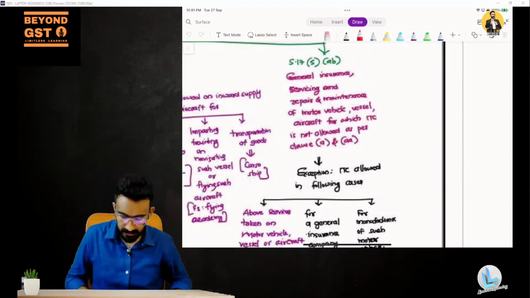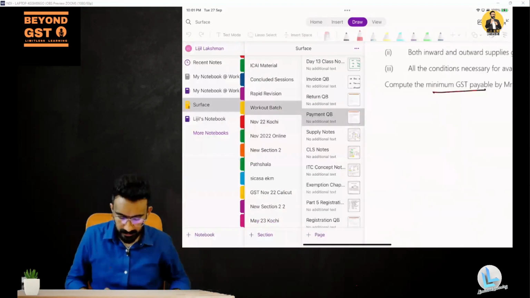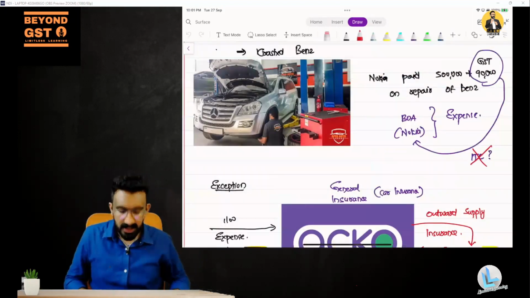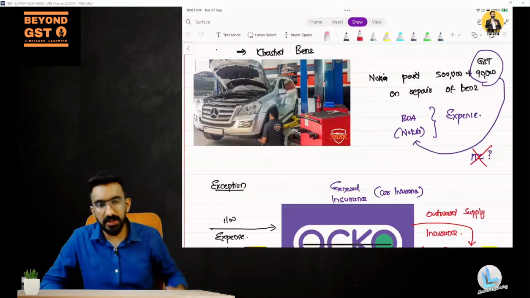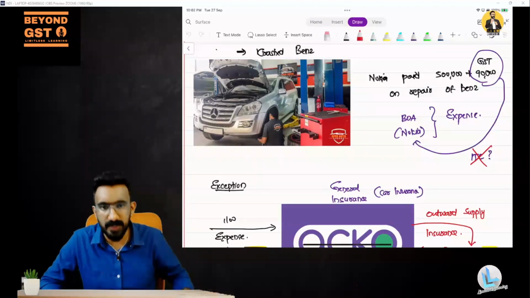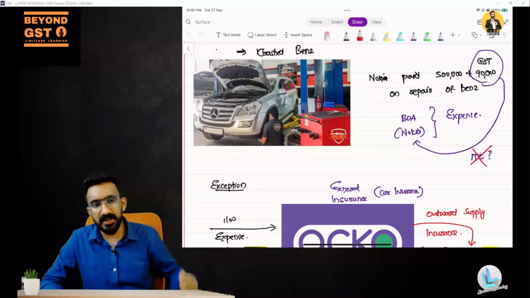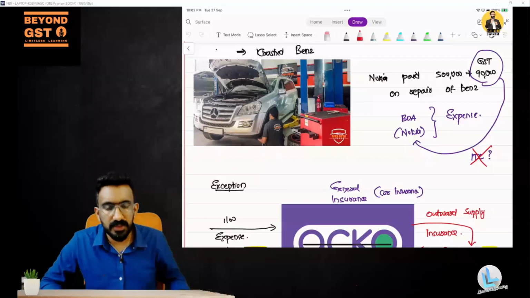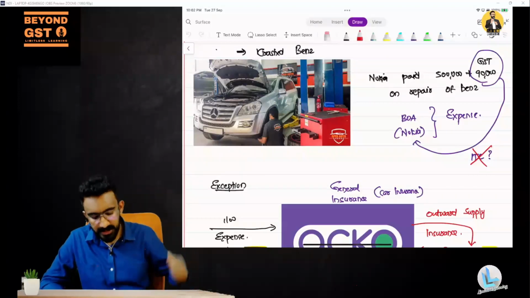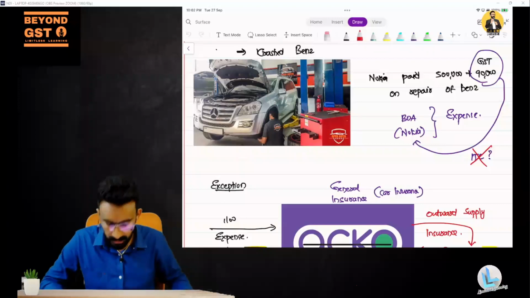Understanding? Say our friend crashed the Mercedes-Benz and Nokia incurs 5 lakh plus 90,000 on repair of this Mercedes-Benz. Can Nokia take the credit of this? The answer is no, because Mercedes-Benz is a block to credit. So similarly, its repair and maintenance also will be a block to credit.